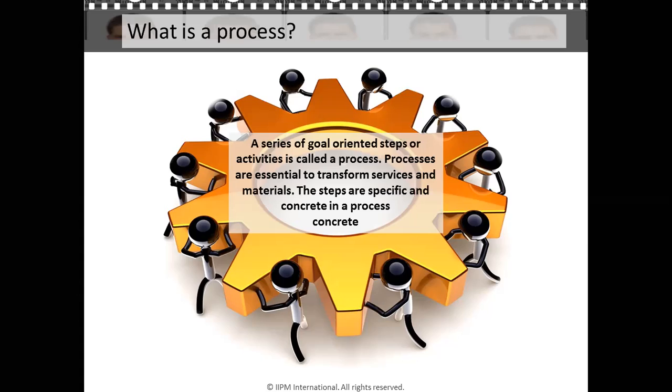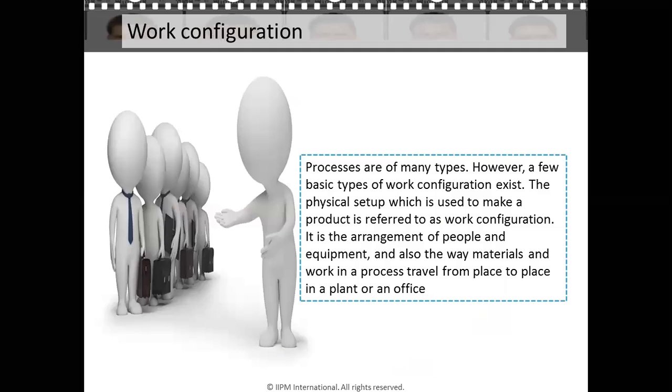What is a process? A process is a series of goal-oriented steps or activities. Processes are essential to transform services and materials. The steps are specific and concrete in a process. So in a way, all processes should be concretized with a purpose in mind or with the goals in mind. Processes are of many types as regards to work configuration.